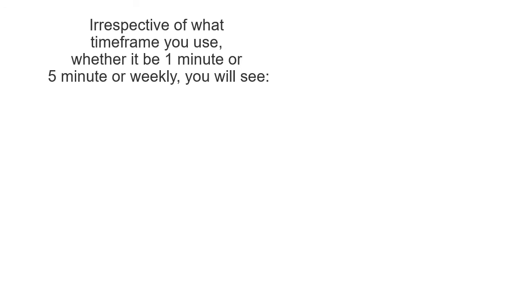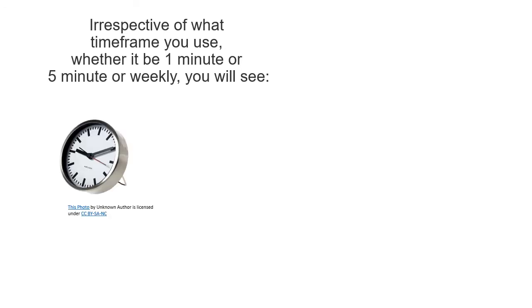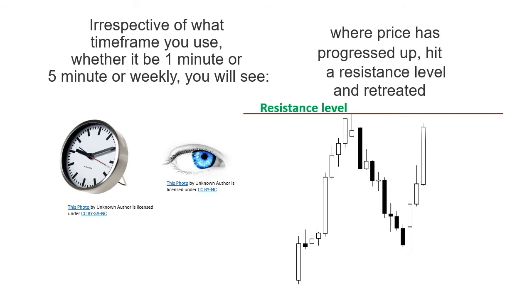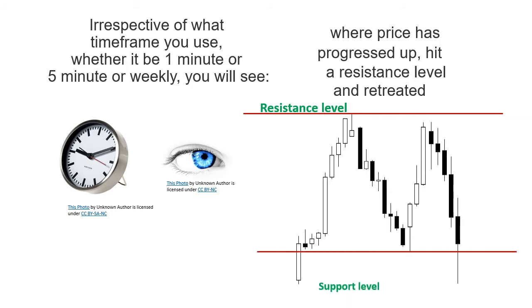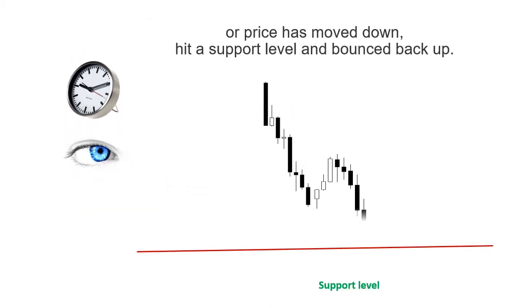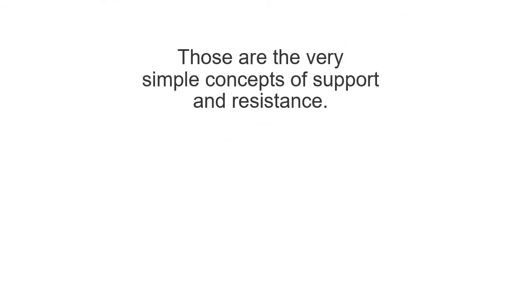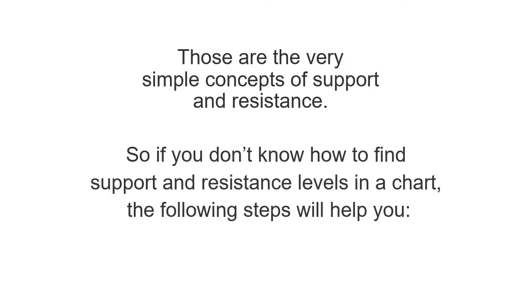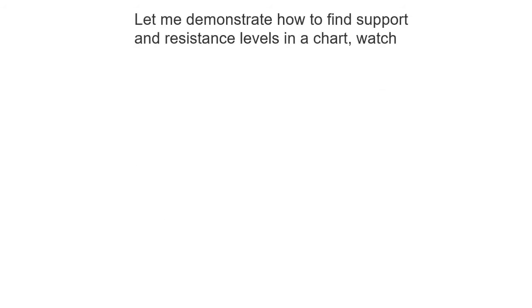Irrespective of what time frame you use, whether it be 1 minute or 5 minute or weekly, you will see where price has progressed up, hit a resistance level and retreated. Or price has moved down, hit a support level and bounced back up. Those are the very simple concepts of support and resistance. So if you don't know how to find support and resistance levels in a chart, the following steps will help you. Let me demonstrate how to find support and resistance levels in a chart. Watch.